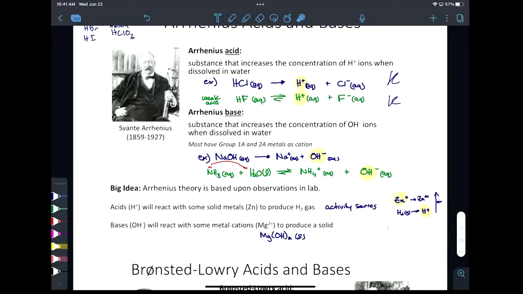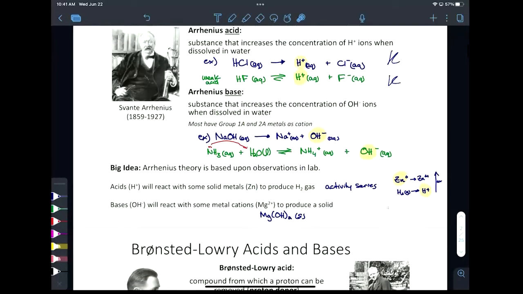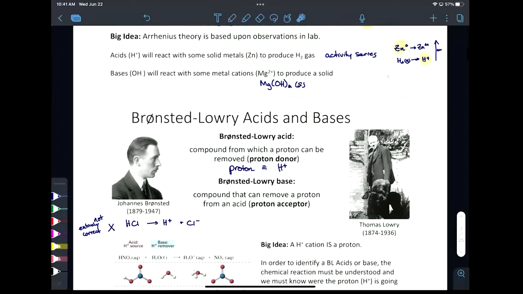Think about you have these unknown, clear, colorless solutions and you have no idea what they are. So you start throwing zinc or magnesium 2+ in it to identify, is it an acid or a base? All right, so it's just based upon observations. The idea: H+ indicates something's an acid, OH- indicates it's a base.